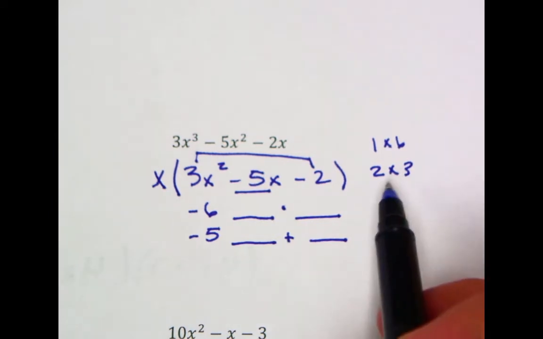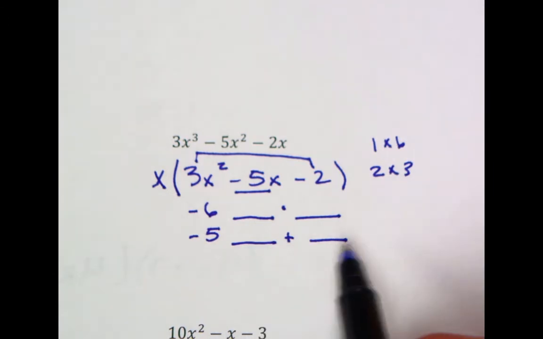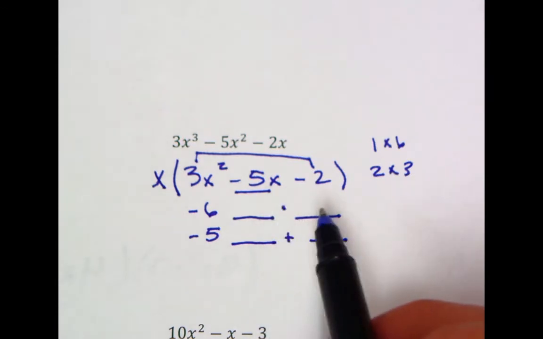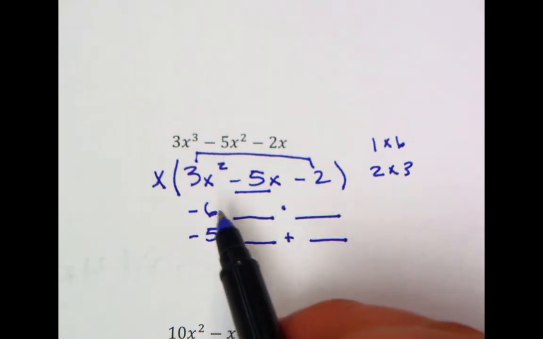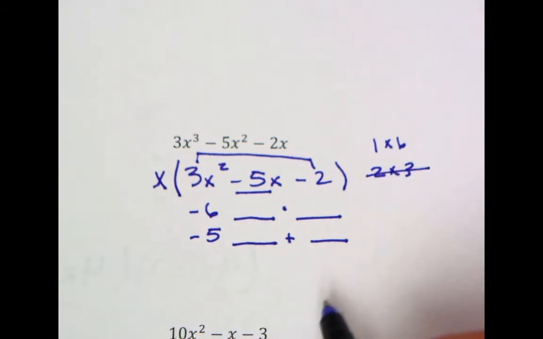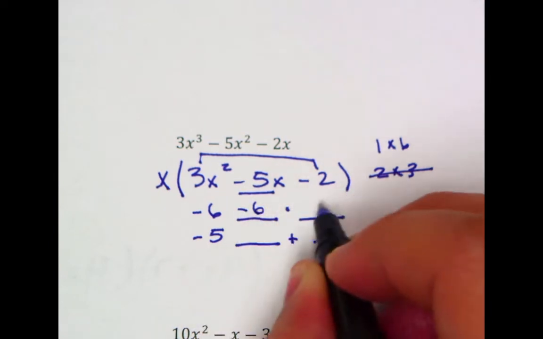So let's say you chose, you know what, I'm going to do -2 and -3. Sure, -2 and -3 is -5. But if you multiply -2 times -3, you don't get -6, you get +6. So that actually doesn't work. You have to use the other pair, which is -6 and 1.